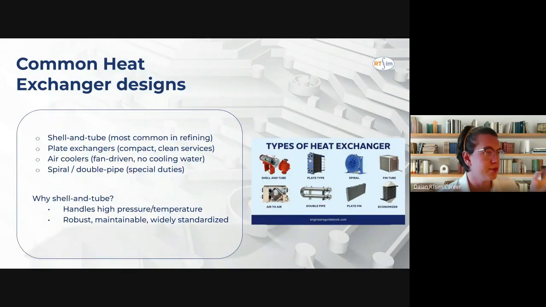in special industries. And why is the shell and tube heat exchanger commonly used in refinery and chemical engineering? Because it handles pressure and temperature, is robust and maintainable while standardized, and it's easy to regulate the streams of coolant or cooler or heating medium.